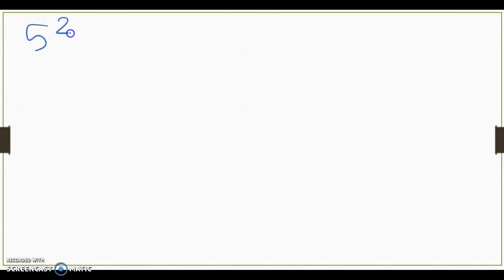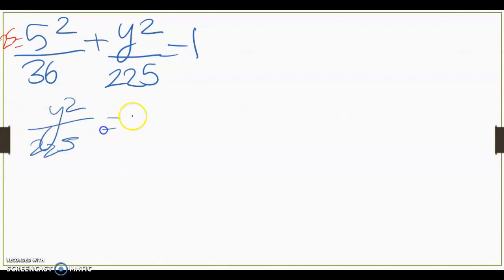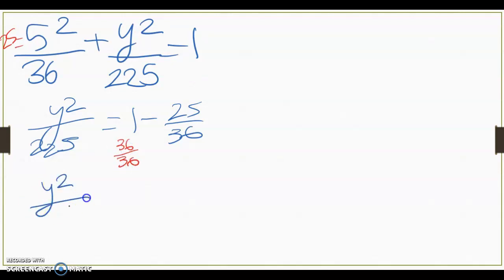I will have 5 squared over 36 plus y squared over 225 equals 1. My first thing is I'm going to subtract, and just on the side, 5 squared equals 25. So I get y squared over 225 equals 1 minus 25 over 36. Keep in mind that 1 is actually 36 over 36. So I get y squared over 225 equals 36 minus 25, which is 11 over 36.